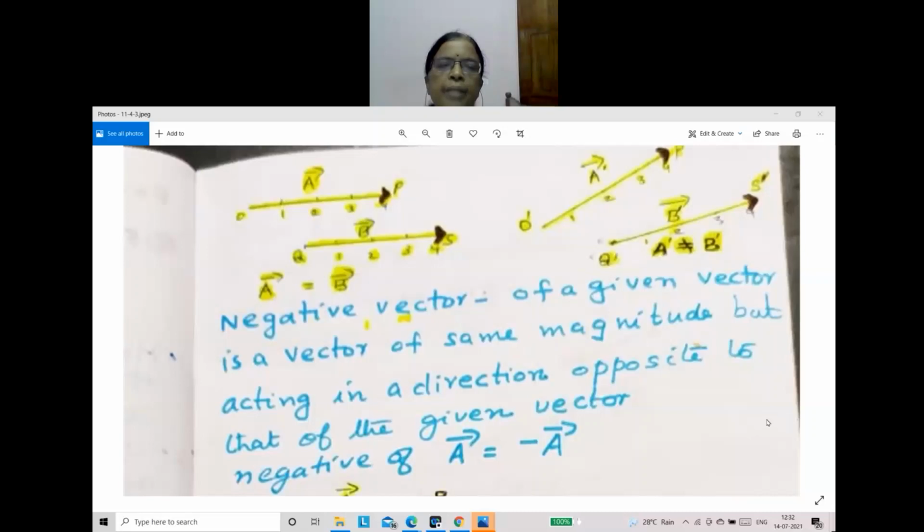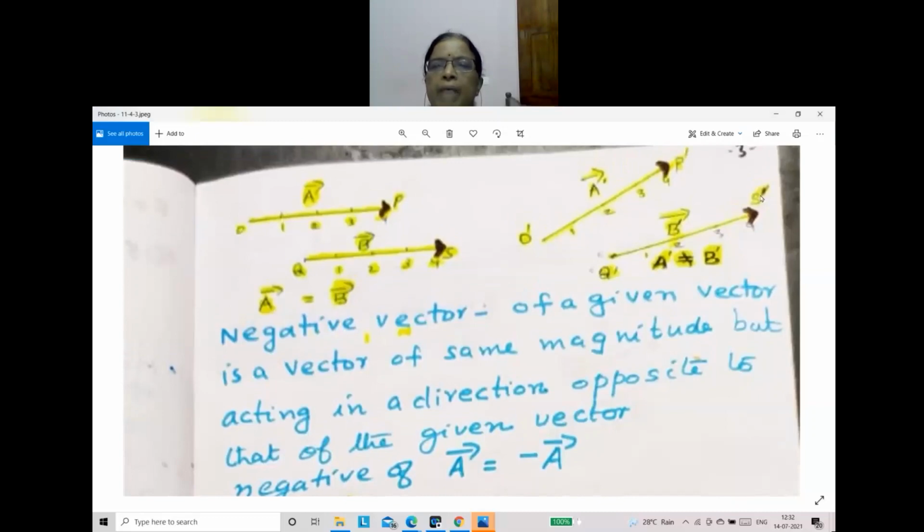Only when the direction and the magnitude are the same, can we say magnitude and direction both are same. Then only we can say these two vectors are equal. So that is the meaning of equal vector.